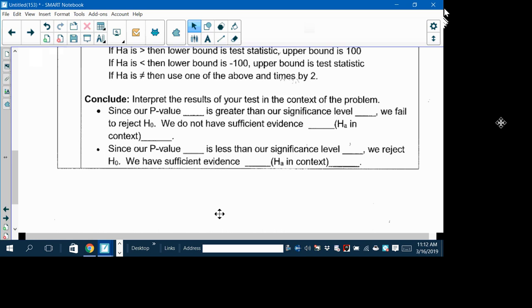Table B shows probabilities only for positive values of t. So to find a p-value for a negative value of t, we use the symmetry of the t-distributions. Okay?